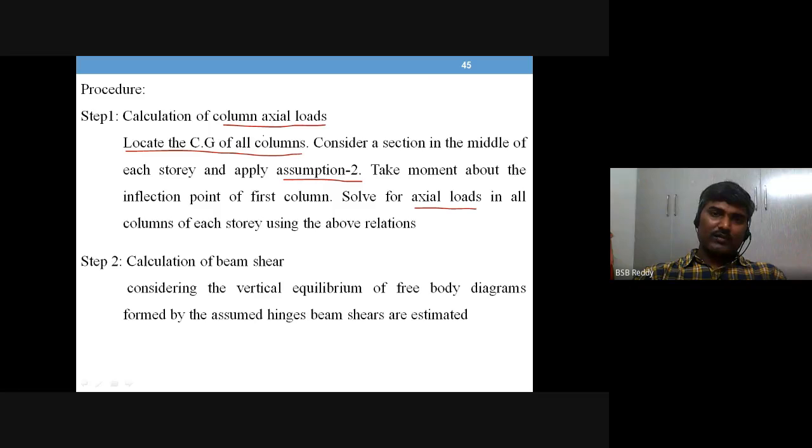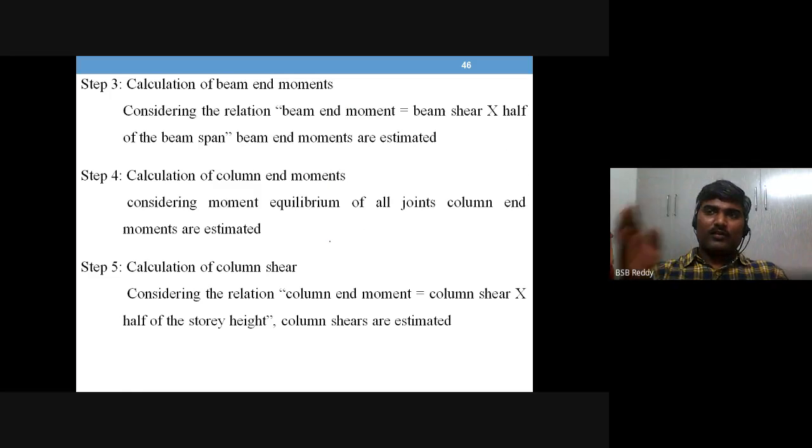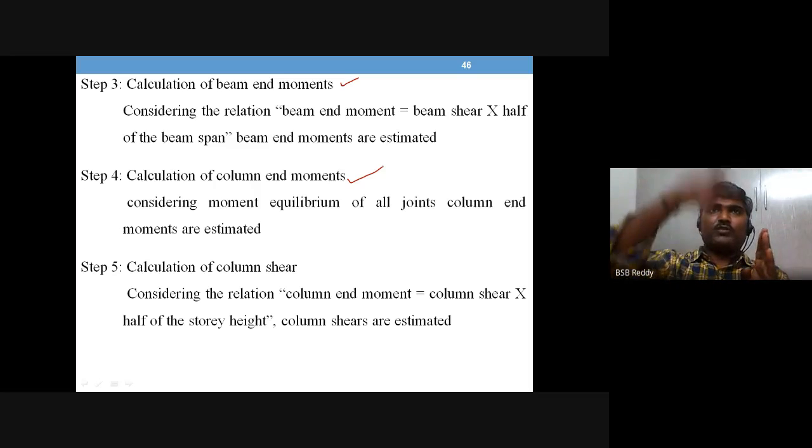Once you get the column axial loads, we calculate the beam shear, the connecting quantity. Once you know the beam shear, the force times the distance is the beam end moment. Once you know the beam end moment, if you take the joint, you will get the column end moment. That is the next step of calculation. Once you know the column end moment, the column shear can be calculated from the relation of force times distance.